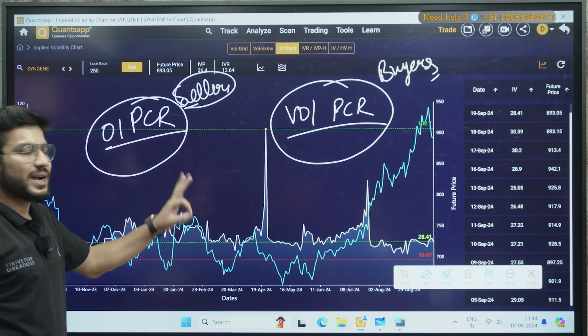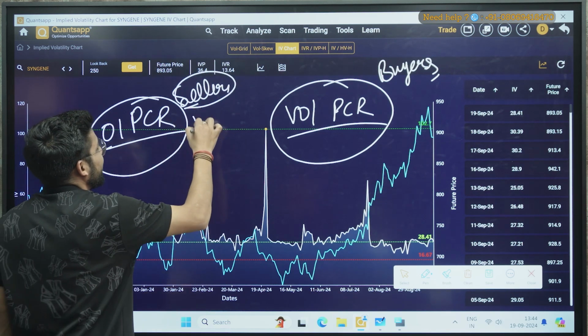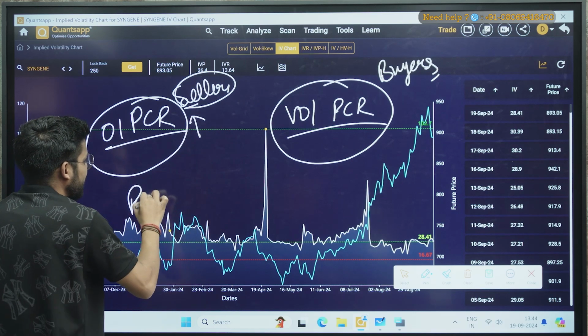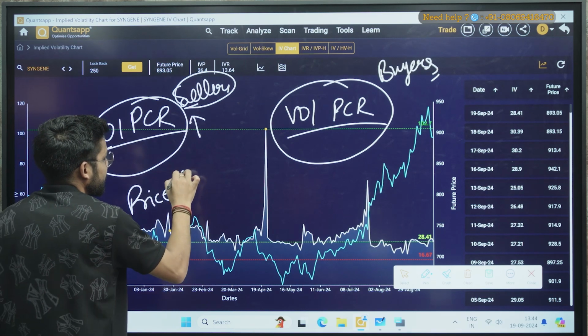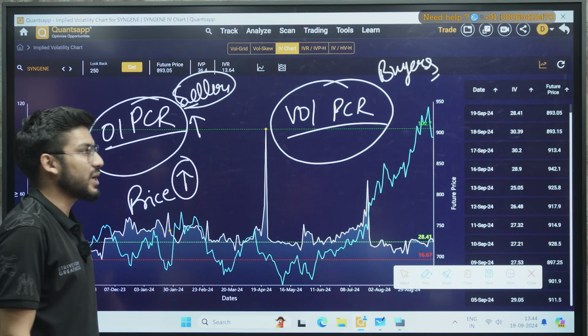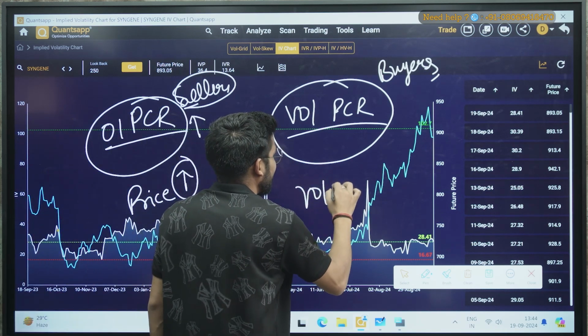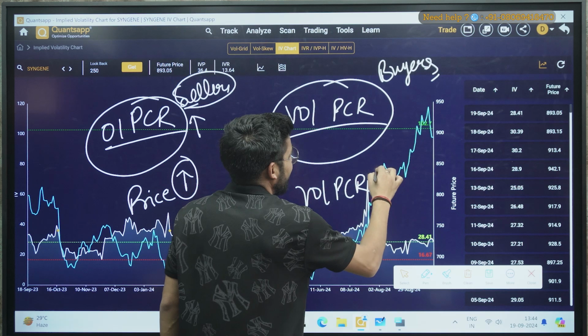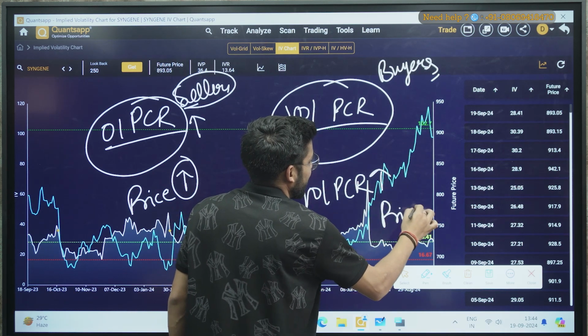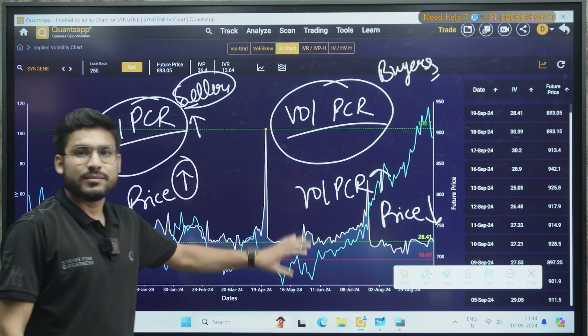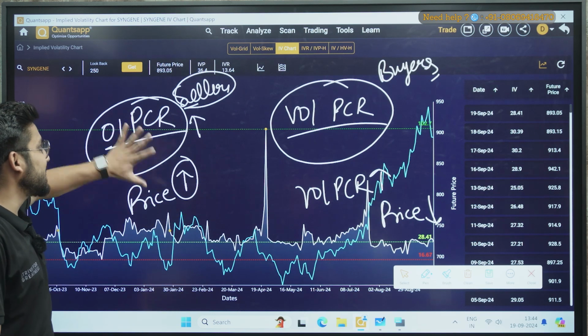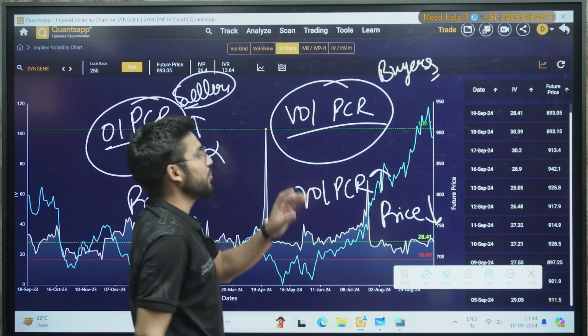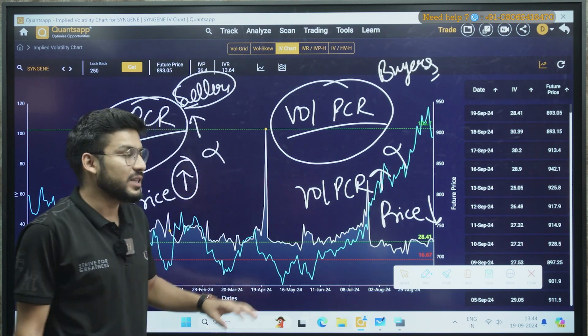Right? So the general idea behind this is that whenever your OI PCR increases, at that time your price will also increase. And whenever your volume PCR is increasing, at that time your price will decrease. Got it? So OI PCR is correlated with price, and volume PCR is inversely related with my price.